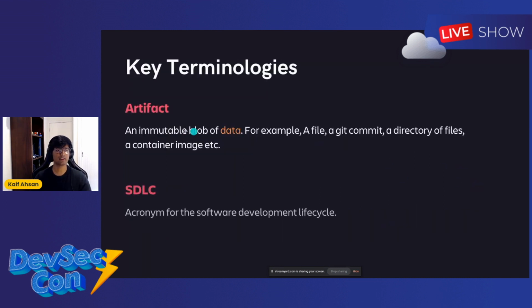The other two I want to cover are artifacts and SDLC. Artifacts is basically a general way of saying that this is a piece of data. It can be anything like a file, a commit, or even a container image. And then lastly, something I'm going to use a lot is SDLC, which is just an acronym for Software Development Lifecycle. But in case anyone is not familiar with it, I thought I'll just give a heads up.